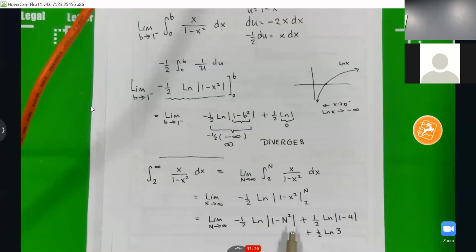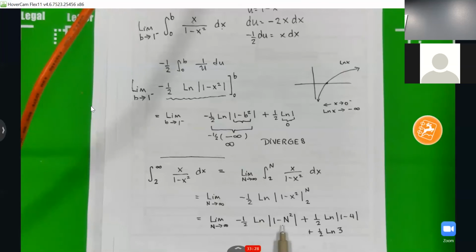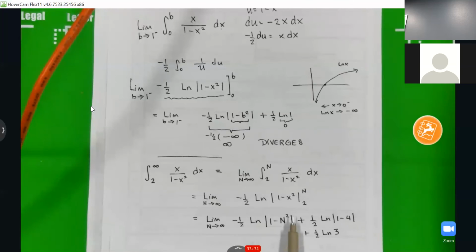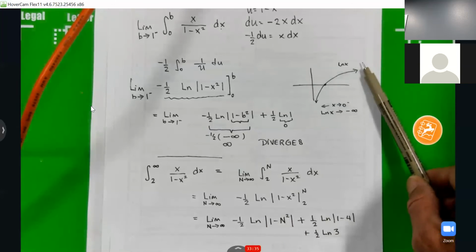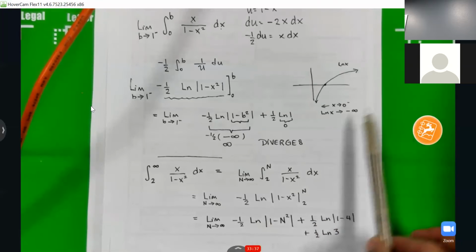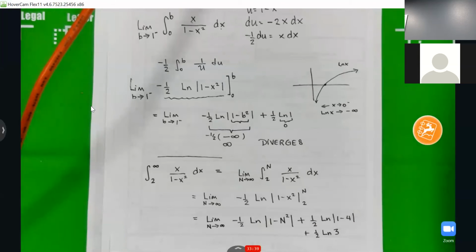N is going to infinity, so N squared gets even bigger. So 1 minus that becomes minus infinity, right? Well, in absolute value bars, this becomes positive infinity. The logarithm's a growing function, so as x goes to infinity, so does the logarithm. So this part here gets infinitely large, and that's enough to say that the integral diverges.